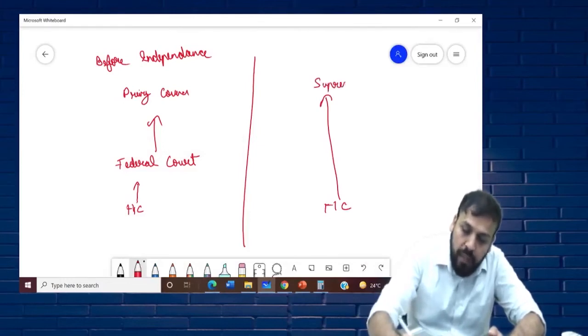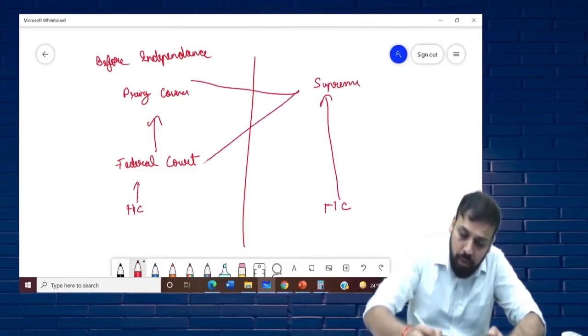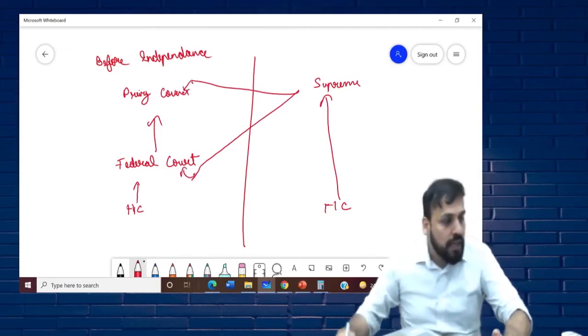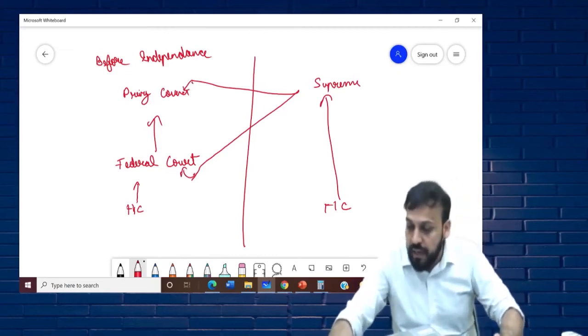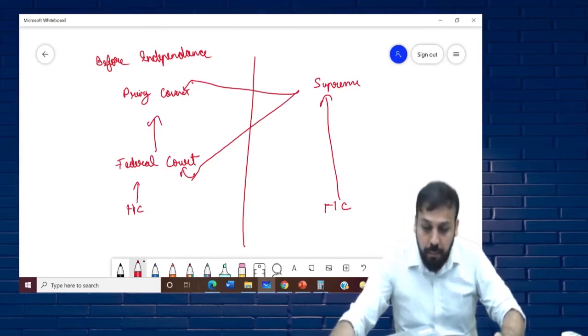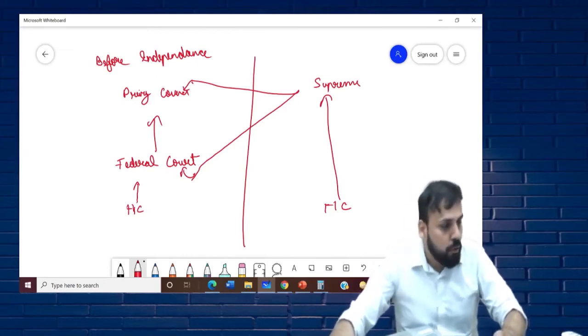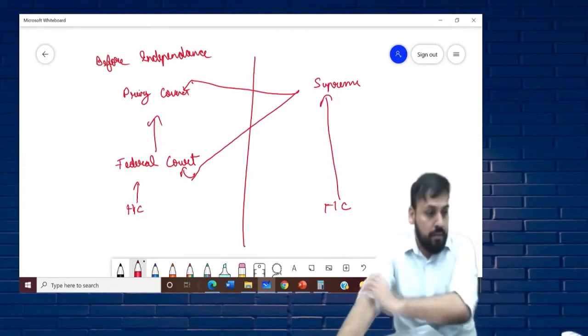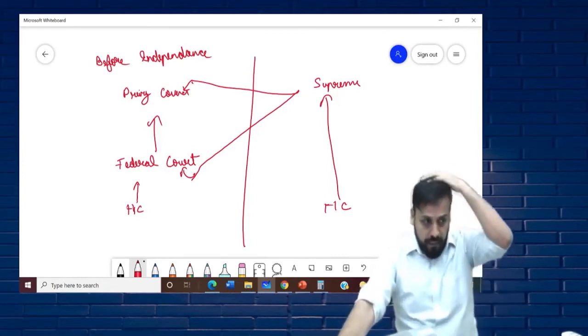So Supreme Court is working like both Privy Council and basically what was called the Federal Court. Do you understand this? Yes or no, friends? Tell me yes or no.